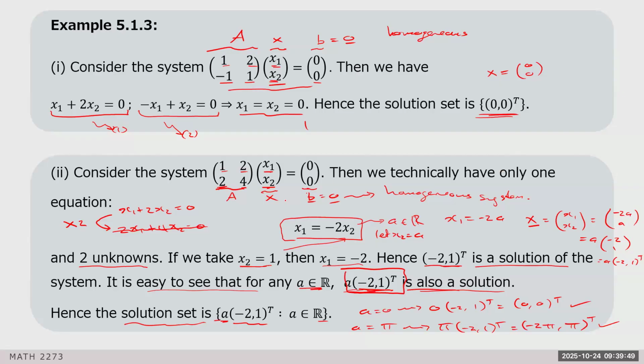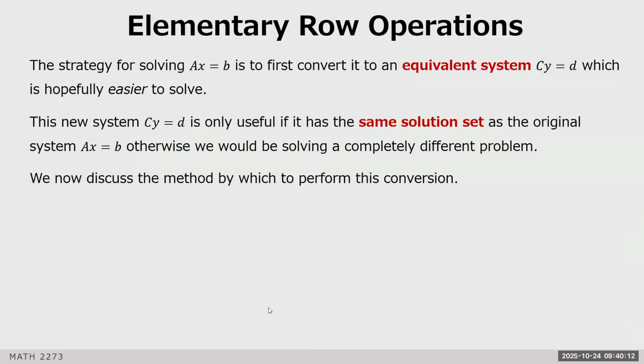So we saw up here one homogeneous system that had only one solution. Now we see another homogeneous system that has, how many solutions are these? These are infinite solutions. Okay, so we can have one solution, we can have infinite solutions. So we need a systematic way to derive the solution set, and that gives rise to what is known as elementary row operations.